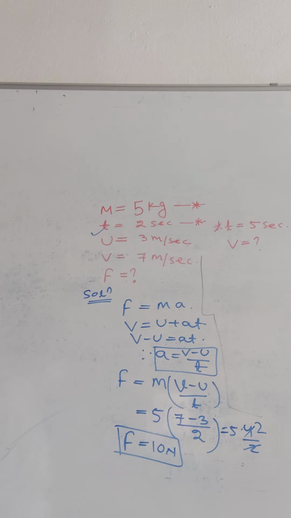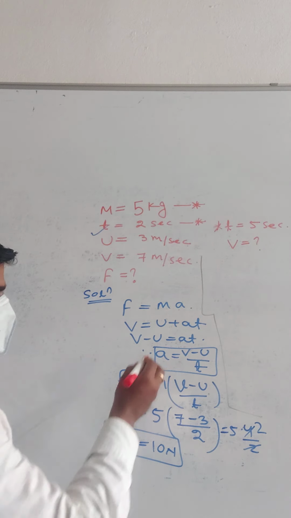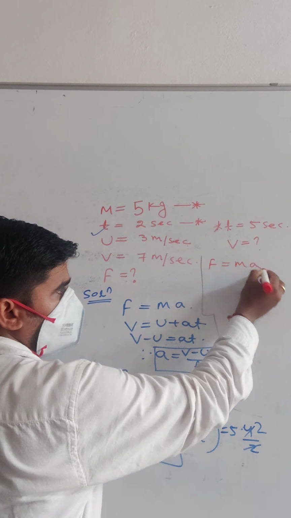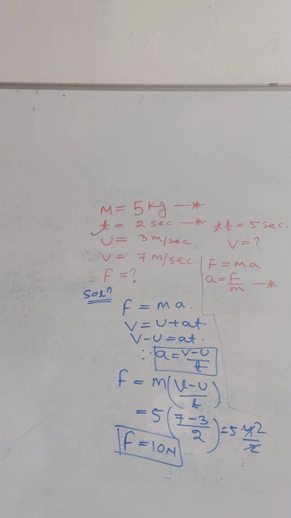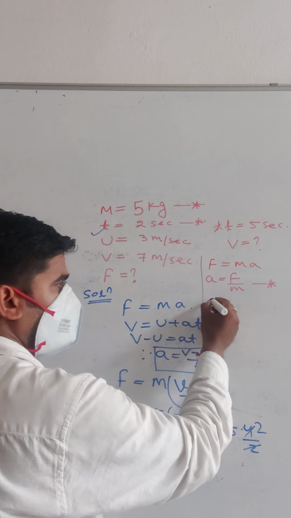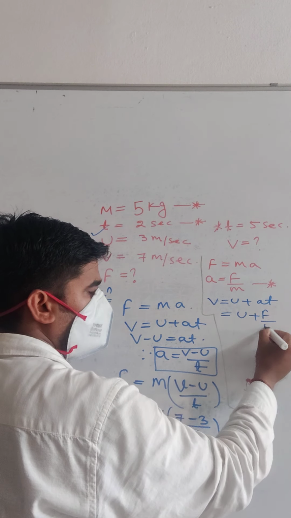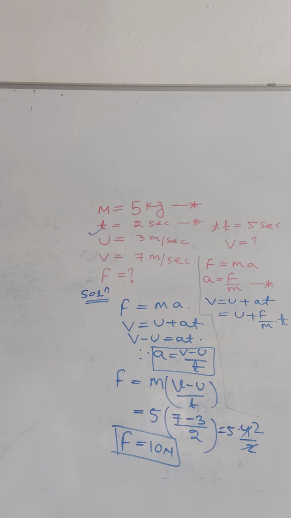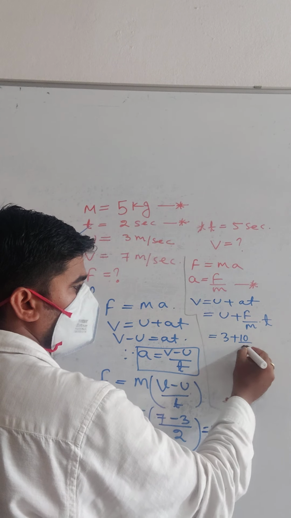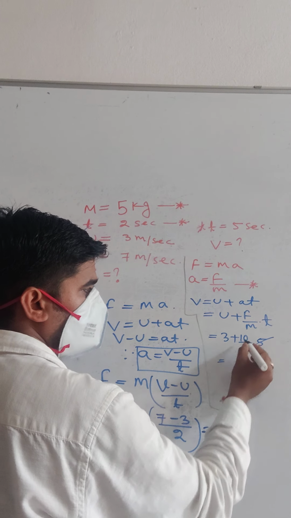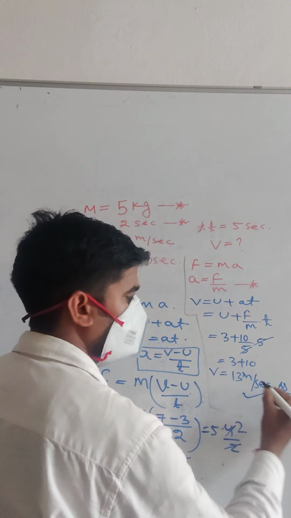Okay, now listen. Now the question is, find the velocity at the time of 5 seconds. We know that F equals ma, yes or no? So in place of a, can I write F by m? Yes. Simply use this formula, V equals U plus at. So you can write U plus, in place of a we can write F upon m, into t. Then you can write U is 3, F is 10, mass is 5 kg and time is 5 seconds. 5 cancels. So 3 plus 10, your answer will be 13 meters per second. This is the answer of the first part, and this is the answer of the second part. All are clear or any doubt?